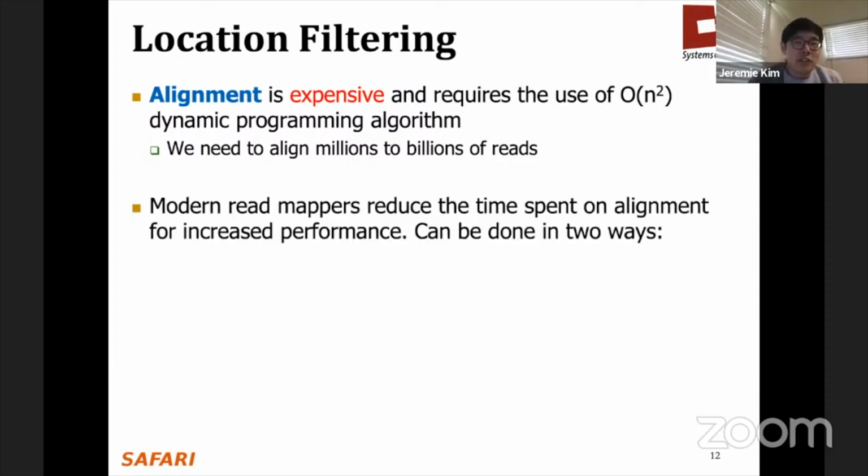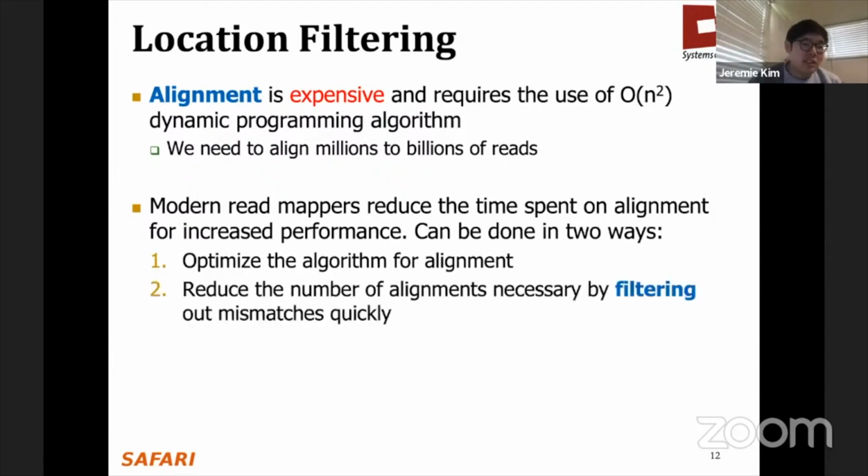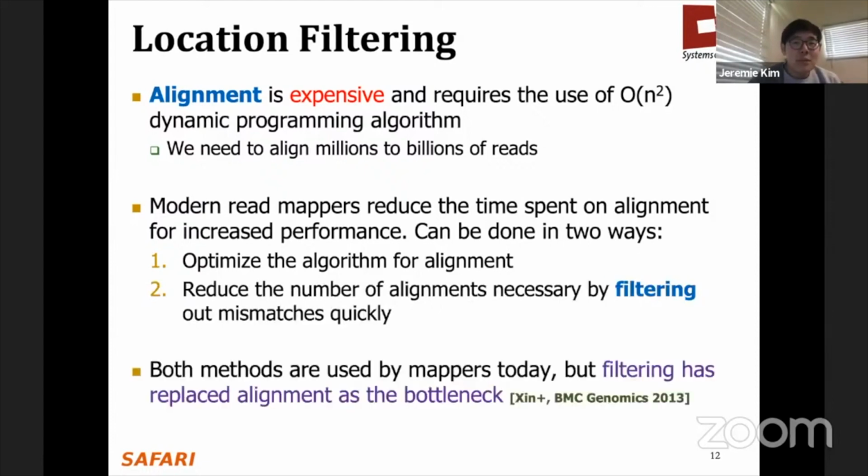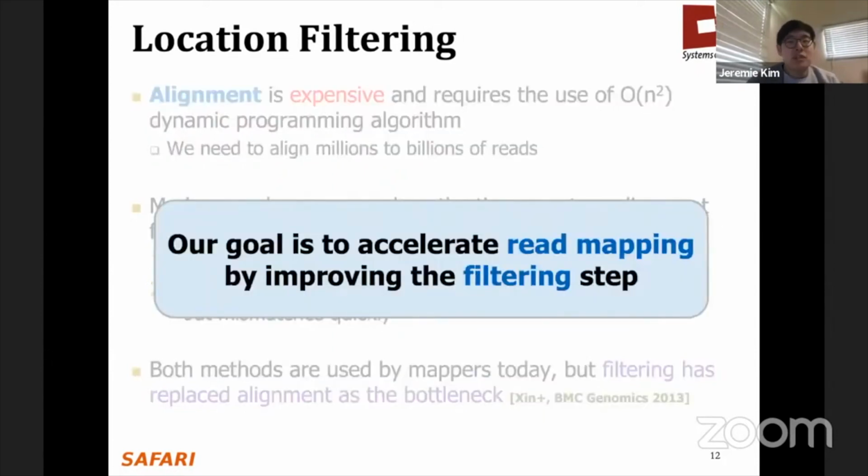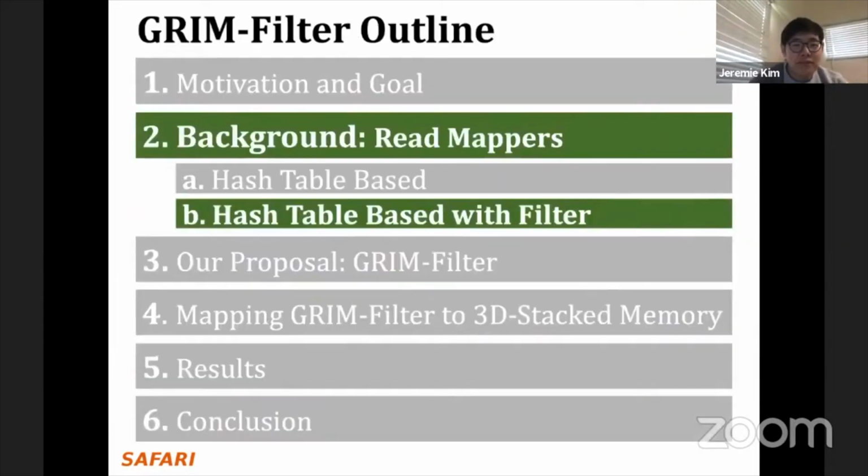Modern read mappers reduce the time spent on alignment for increased performance. And this can be done in 2 ways: by further optimizing the alignment algorithm, which many prior works have tried, or by reducing the number of alignments necessary by filtering out mismatches quickly. Both of these methods are used by mappers today, but now filtering has replaced alignment as the bottleneck. So our goal is to improve the filtering step in read mappers.